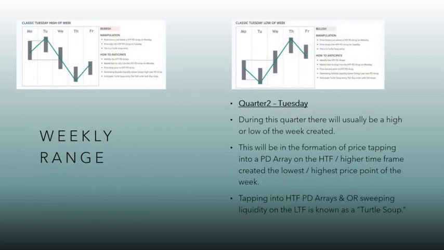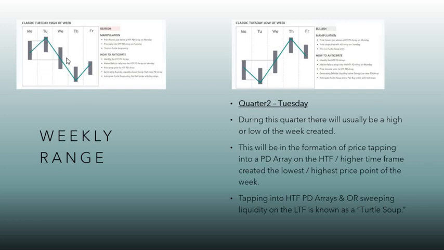Weekly range, this is the quarter 2, Tuesday. So Tuesday is always going to be quarter 2. It's never not going to be quarter 2. During this quarter, there will usually be a high or low of the week created. This will be in a formation of price tapping into a PD array on the higher time frames, and creating the lowest or highest price point of the week. Tapping into higher time frame PD arrays and/or sweeping liquidity on the lower time frames is known as a turtle soup.